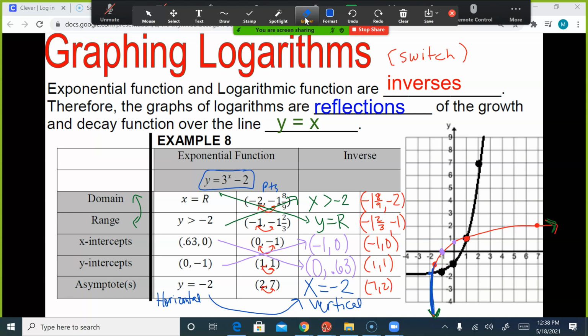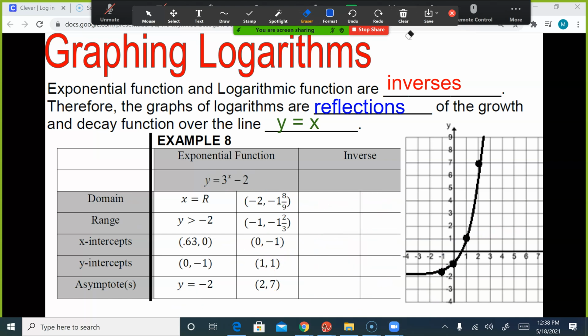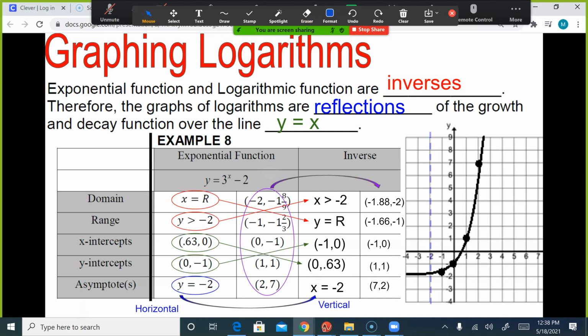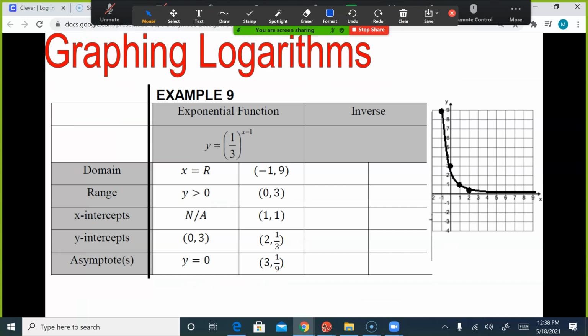So on the homework, you're going to type in all the information for the logarithmic graph using the exponential and switching it around. So let's do one more where we're not really graphing it. We're just going to switch the values of the information that it's giving us. So looking at example 9, here it gives us the points again for this graph. I'm going to kind of ignore the points and just do the critical values.